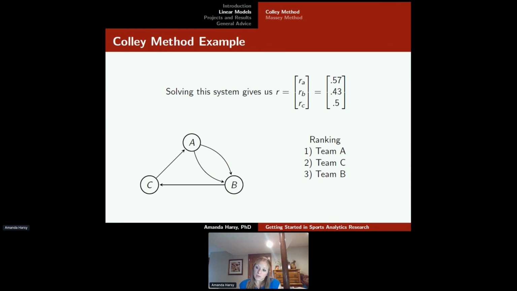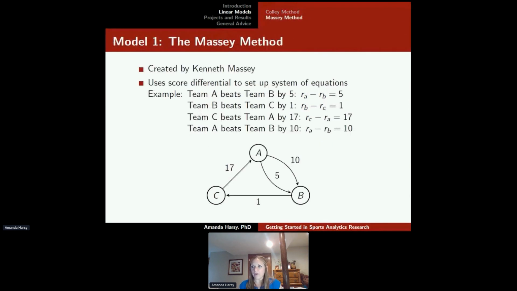Now, this is a nice model. One thing I want you to notice is that it was a symmetric matrix, so it's a nice thing to solve. It's a little harder to set up. But it incorporates strength of schedule, but doesn't incorporate score. The other model that I'm going to look at is the Massey method, and this actually uses scores to set up the system of equations.